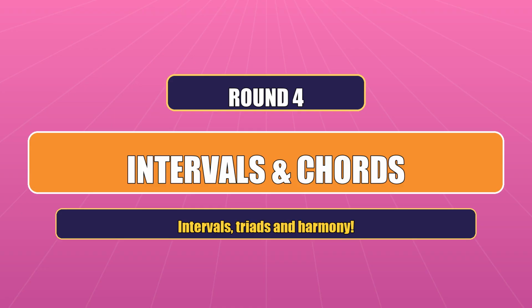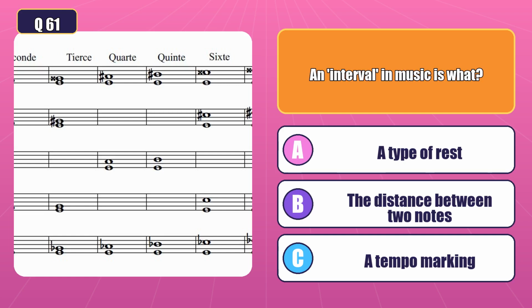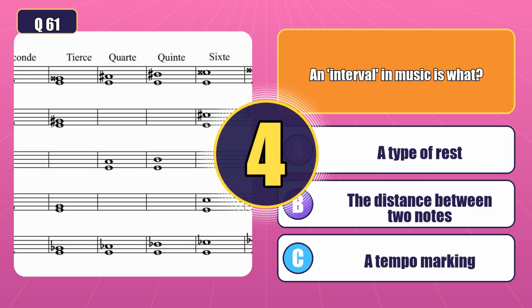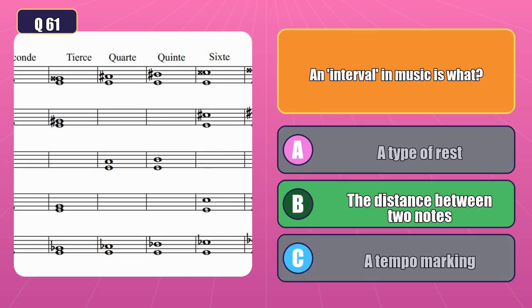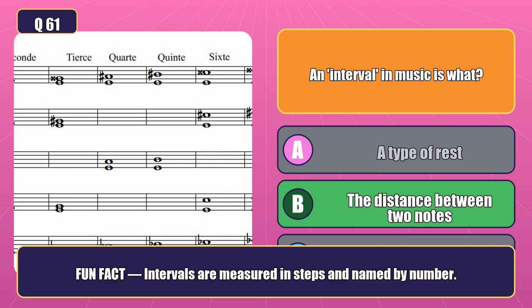Round 4. Intervals and chords. Intervals. Question number 61. An interval in music is what? The answer is the distance between two notes. Fun fact, intervals are measured in steps and named by number.